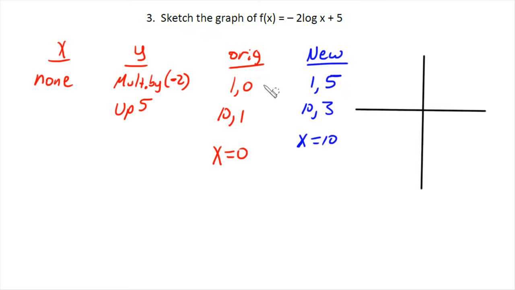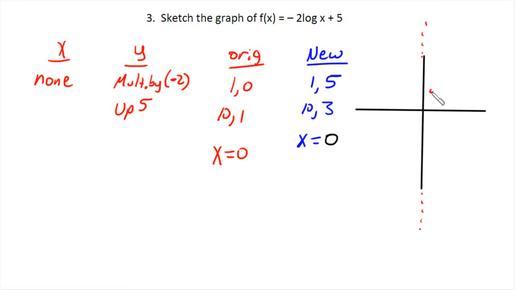I don't know why I wrote x equals 10 there, but that's wrong. It's x equals 0. There were no changes to that. So anyway, back to this. Vertical asymptote x equals 0.